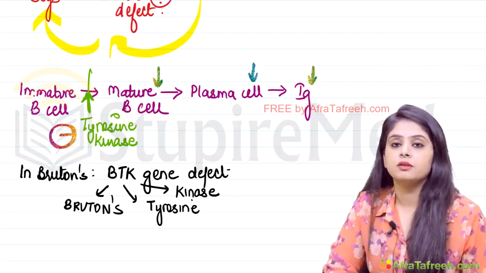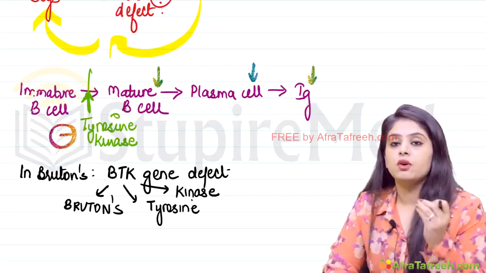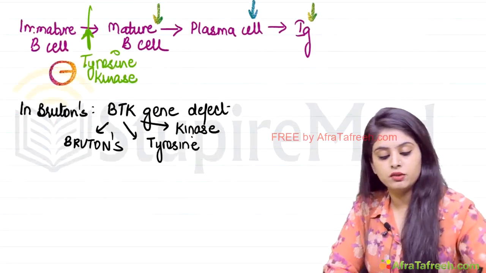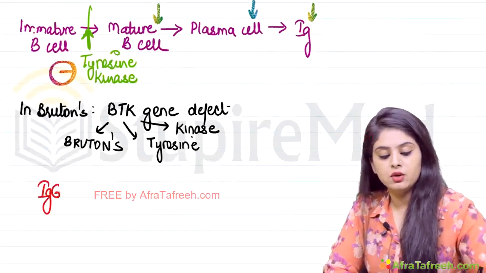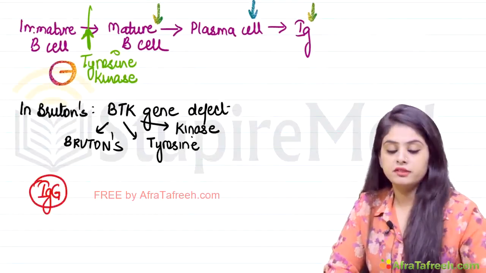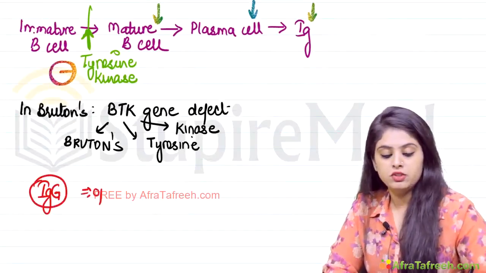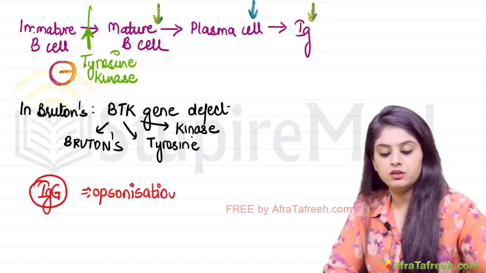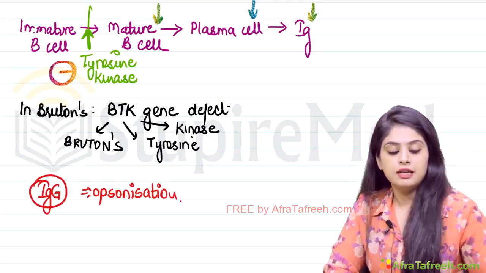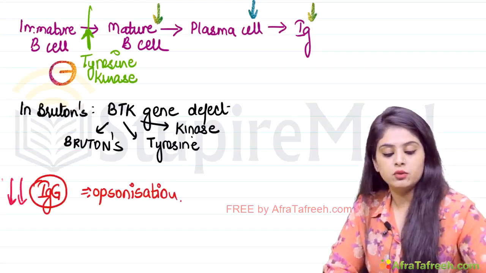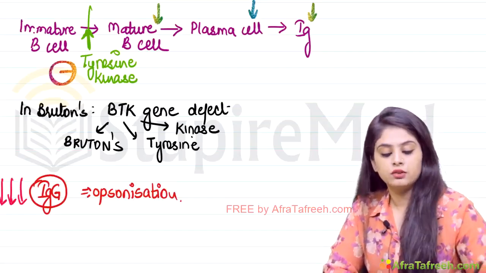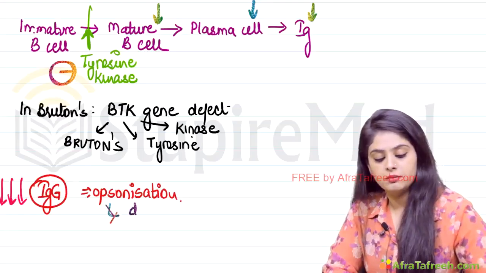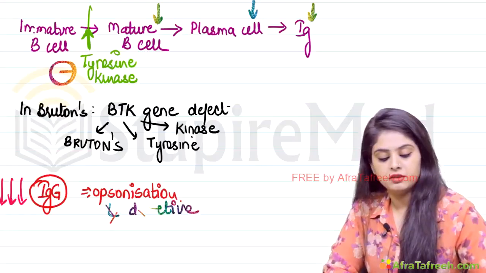What are the implications now? If I want you to recall what I said in the beginning, immunoglobulin, particularly if you focus on immunoglobulin G, what was a very important role of this? Immunoglobulin G is involved in opsonization. Now I'm saying that the levels of the immunoglobulins are going down. So what will happen to the opsonization? It is going to become defective.